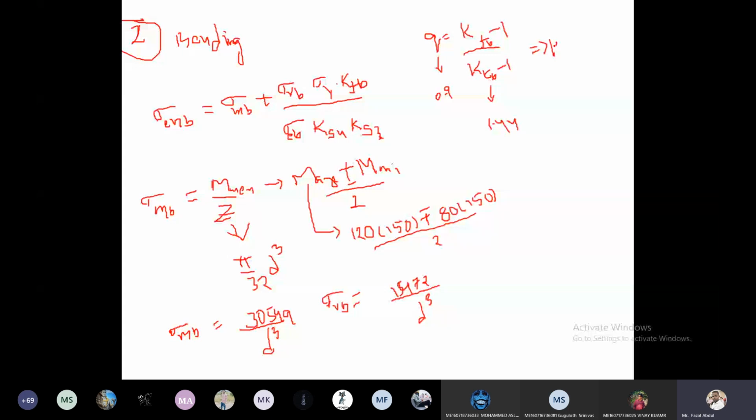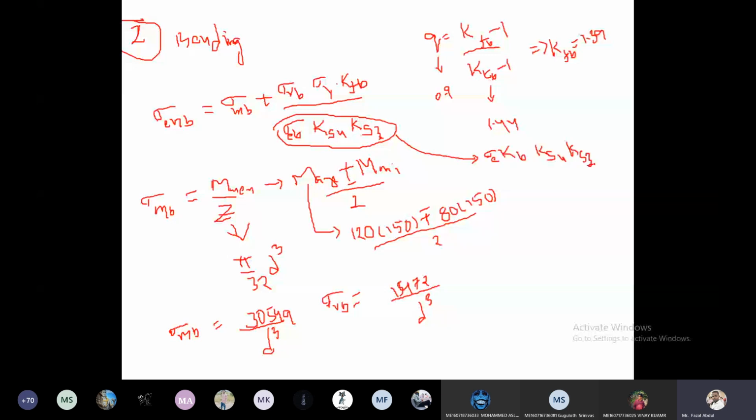1.39. Okay. Now what we require again here is this total product. This product I am calculating here: sigma e into kb into k surface, into k size, the surface factor and size factor.